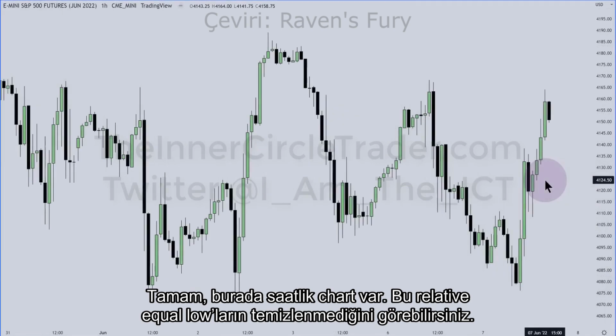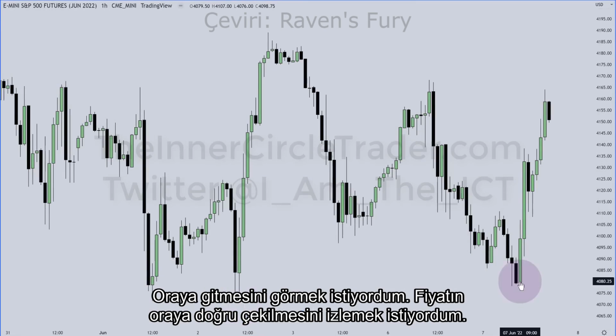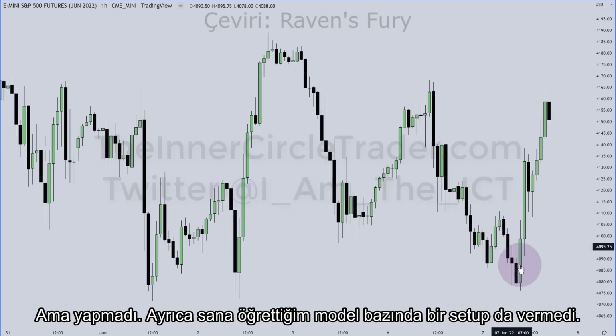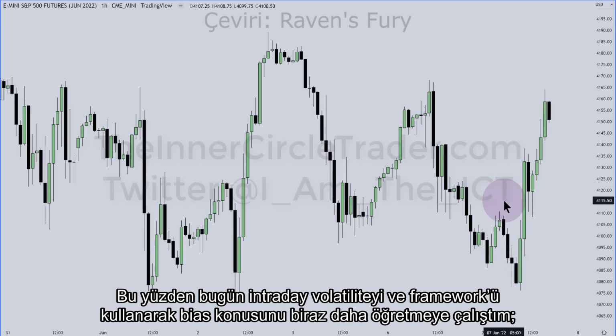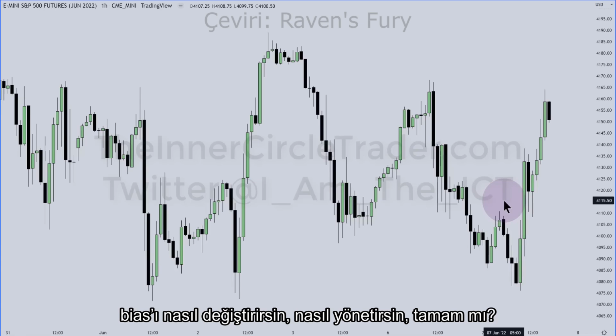All right, here's the hourly chart. You can see how we did not take these relative equal lows out. I wanted to see it go down there. That's what I was looking for, to see it try to draw down into that. It didn't do it. It did not give a setup either based on the model I'm teaching you. So I used the intraday volatility and the framework to kind of teach it today a little bit more about bias, how to change gears with your bias, how to also manage your bias.